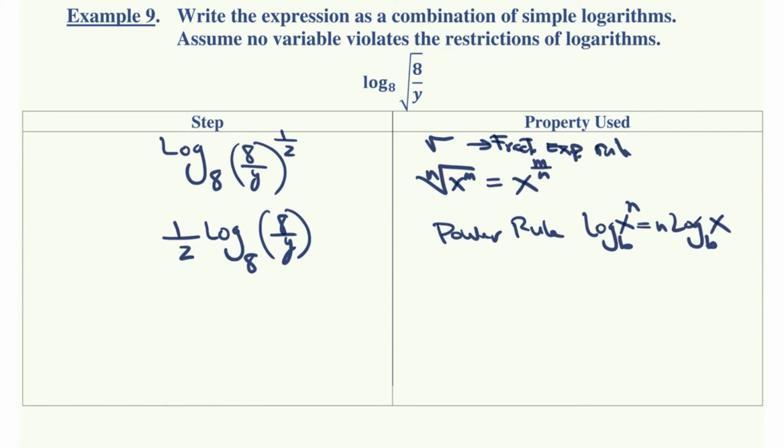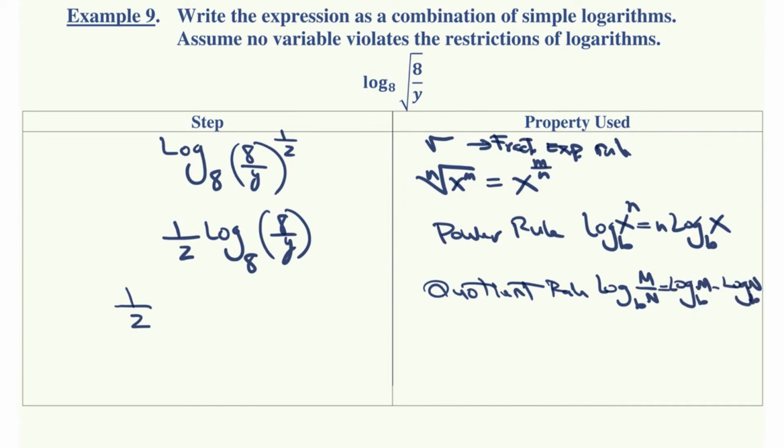Next, we'll go ahead and apply the quotient rule, which says log base b of m over n equals log base b of m minus log base b of n. So here we will get, in parentheses, log base 8 of 8 minus log base 8 of y.